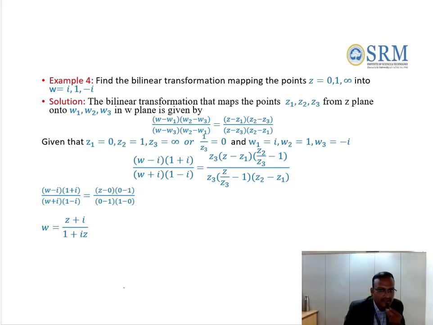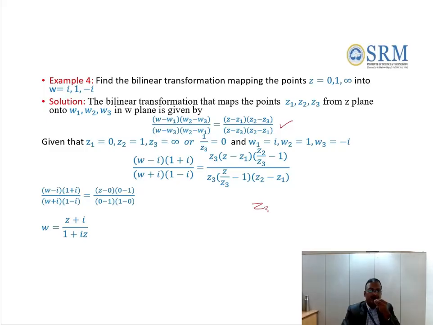Find the bilinear transformation that maps the points z equal to 0, 1, infinity from the extended complex plane, okay, into w equal to i, 1, minus i. Suppose in any place you have infinity, then we have to redefine our formula with a simple algebraic calculation. We'll see it now. Find the bilinear transformation that maps the points z1, z2, z3 from the z plane onto w1, w2, w3 from the w plane given by this formula. But z3 is infinity, okay?